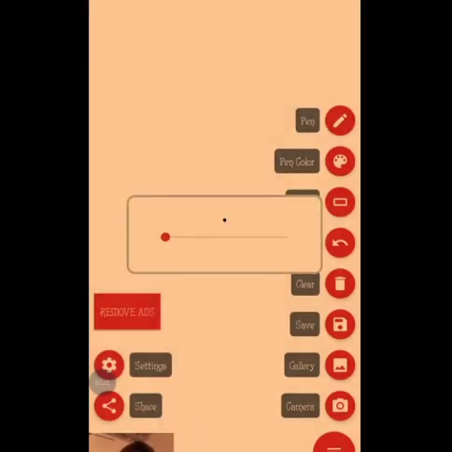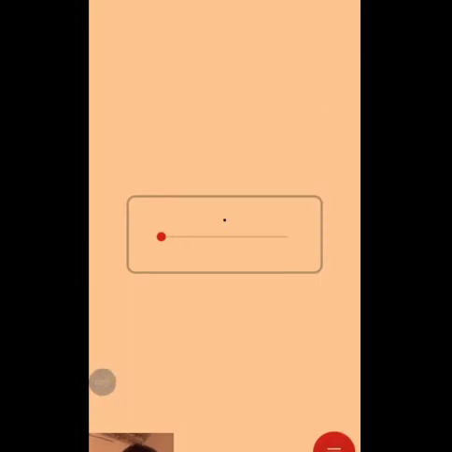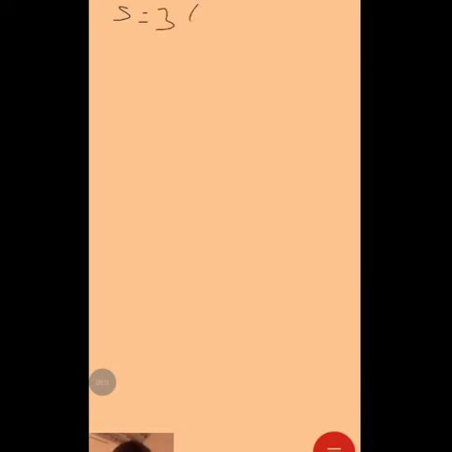All right. Now, the second question says, a man's average speed is 36 kilometers per hour. How far will he travel in 35 minutes? Now, they've given us his speed, okay? His speed is what? 36 kilometers per hour. Then, they said, how far will he travel in 35 minutes? So, time is what? 35 minutes.